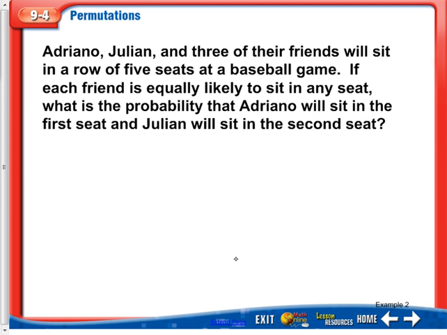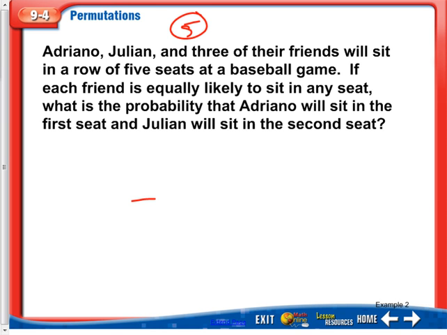Adriano, Julian, and 3 of their friends, so that's 1, 2, and then 3 friends, so that's 5 people. I'm just going to keep track of that. They sit in a row of 5 seats at a baseball game. If each friend is equally likely to sit in any seat, what is the probability that Adriano will sit in the first seat and Julian will sit in the second seat?